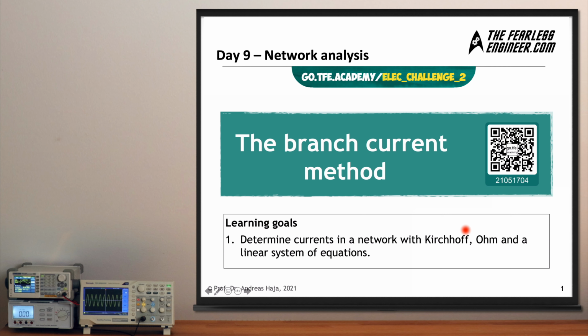And although the branch current method is less relevant in practice than other methods such as the node potential method, it's very easy to use and you can learn a lot about networks and setting up equations from it.